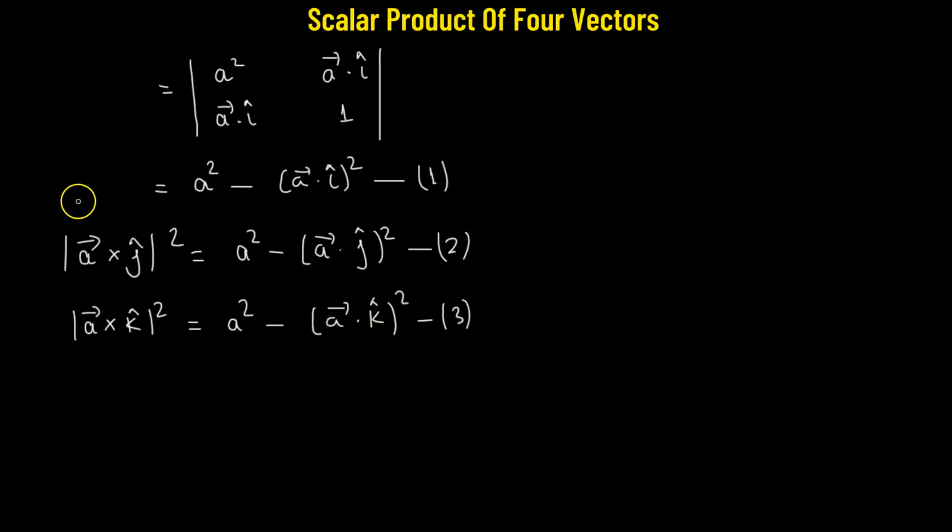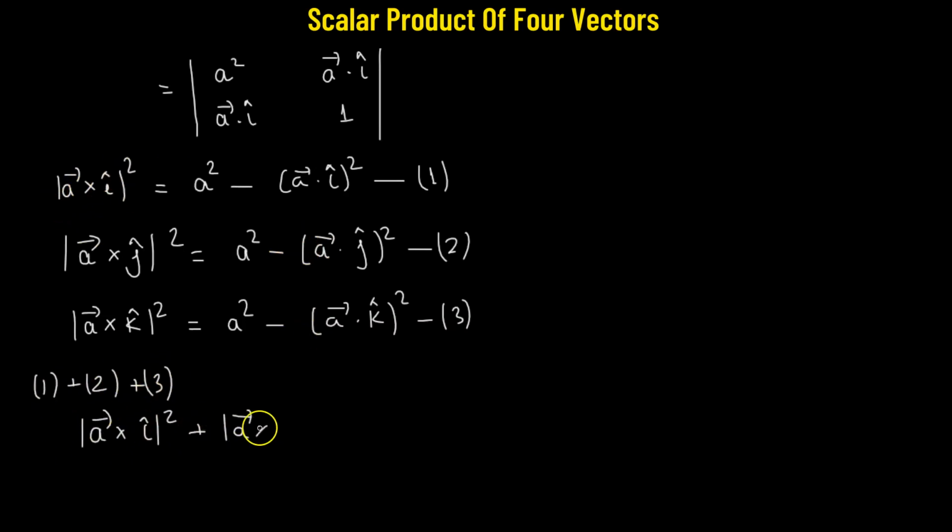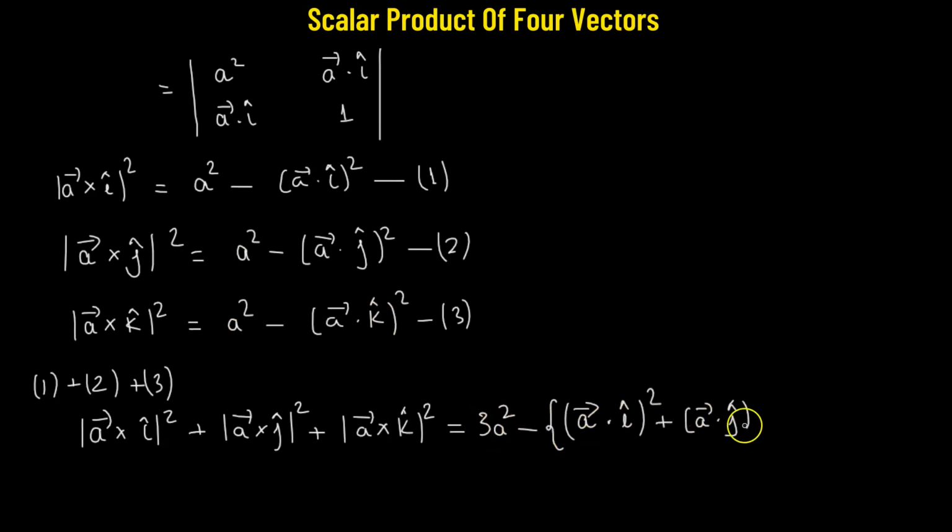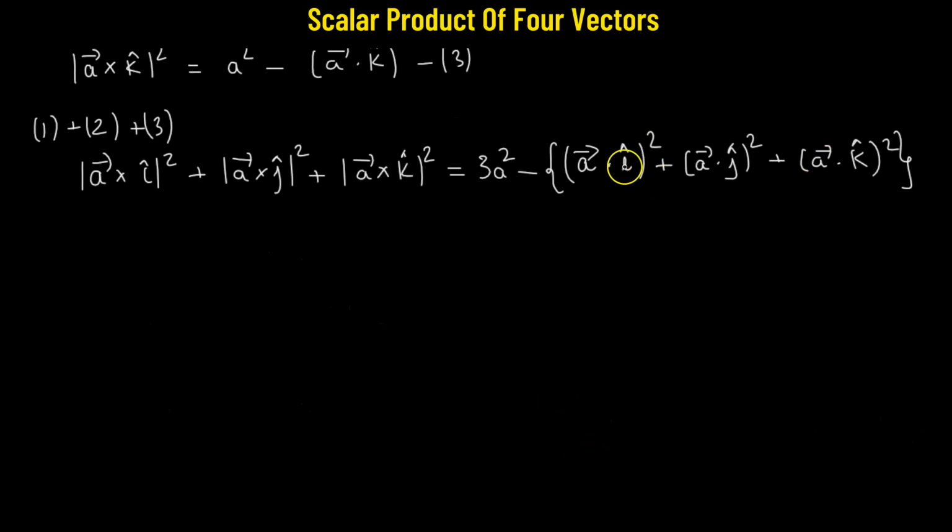What we'll do, we will add 1, 2, and 3. So this will be equal to, so we have A squared, A squared, A squared. So there are 3 A squared terms. So we have 3A squared. We'll take negative common. A vector dotted with I cap gives us the x component of vector A. So let's call it AX. So we have AX squared plus A vector dotted with J cap gives us the y component of vector A, and similarly A vector dotted with K cap gives us the z component of vector A.